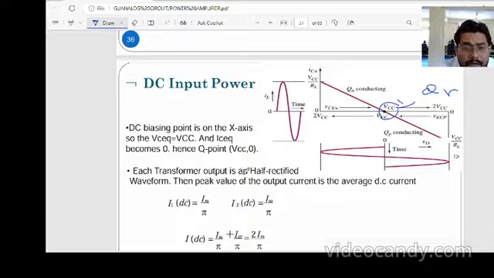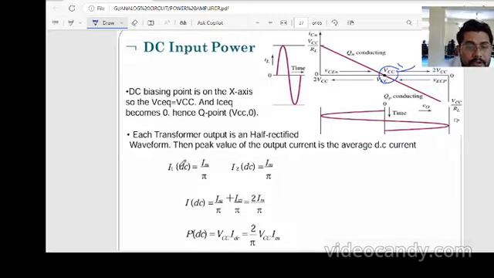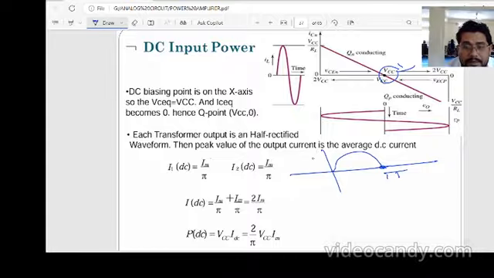So each transformer output is a half rectified waveform, then the peak value of output current DC. So for IDC is IM divided by pi. This is called the average value. Each transformer works for the half cycle. This is the half wave rectifier concept we should know. So its DC output is nothing but IM, the total current.